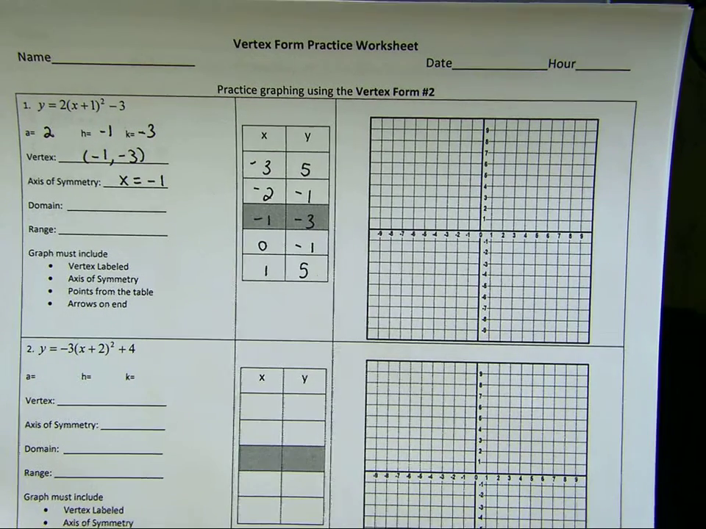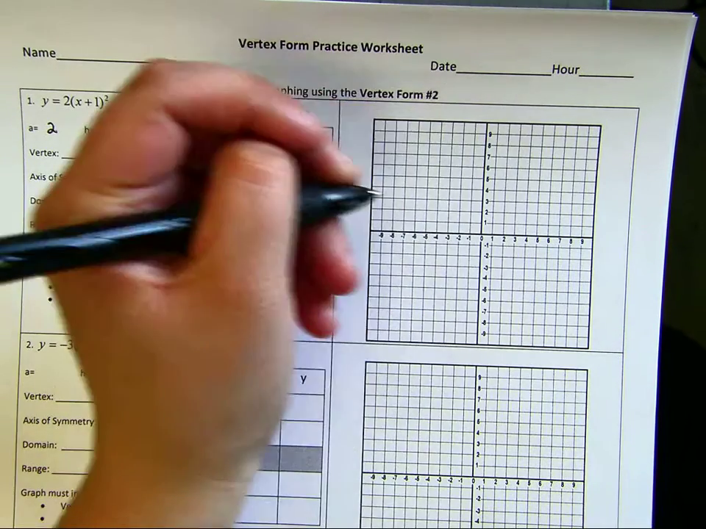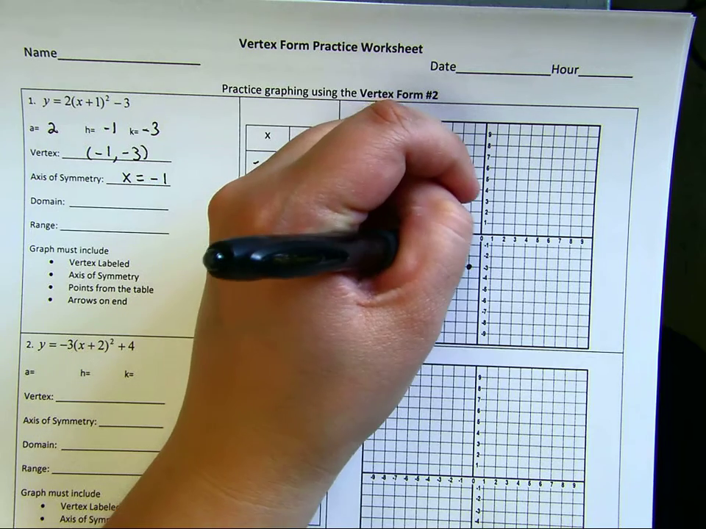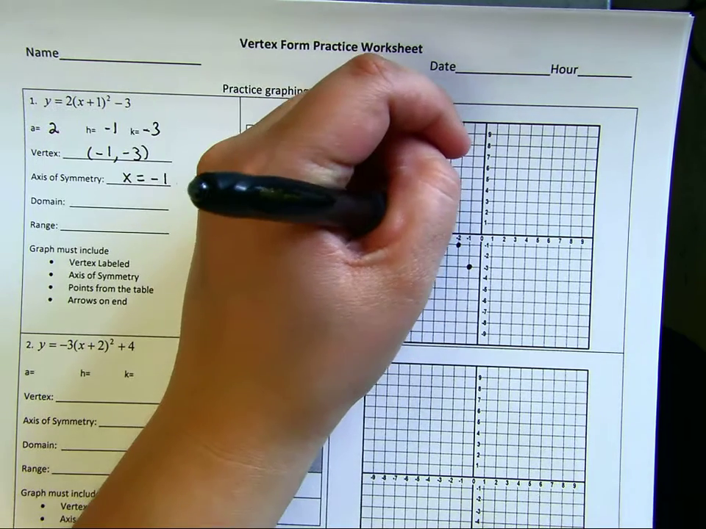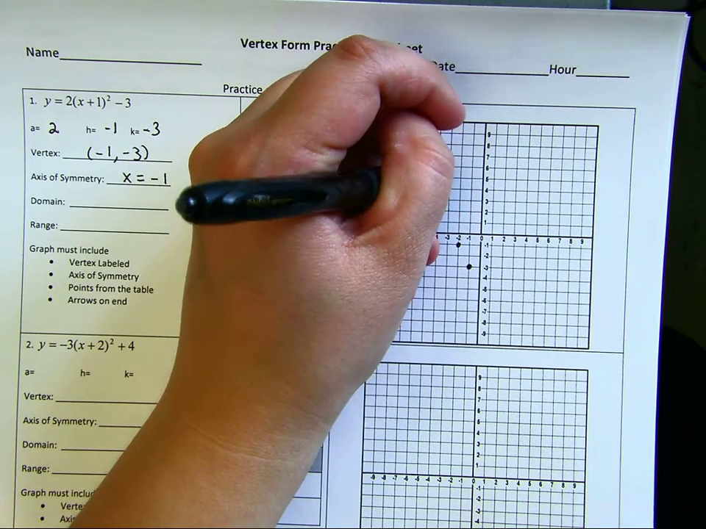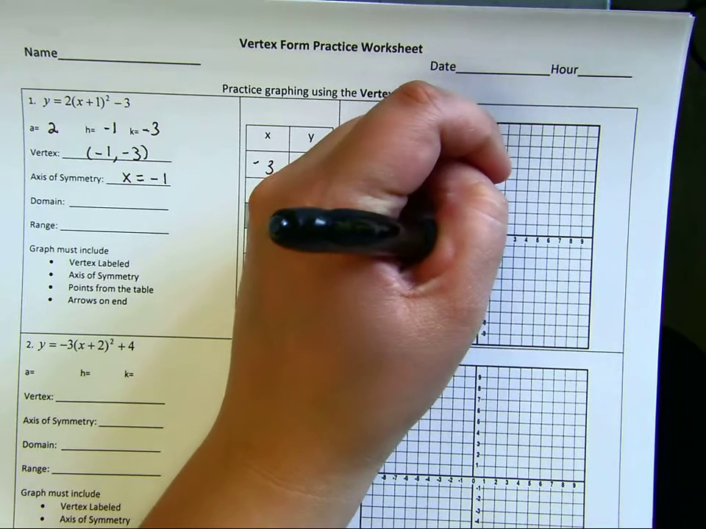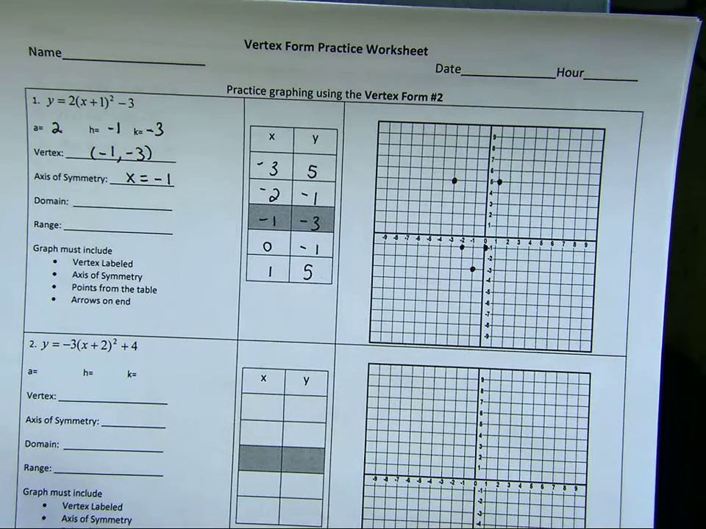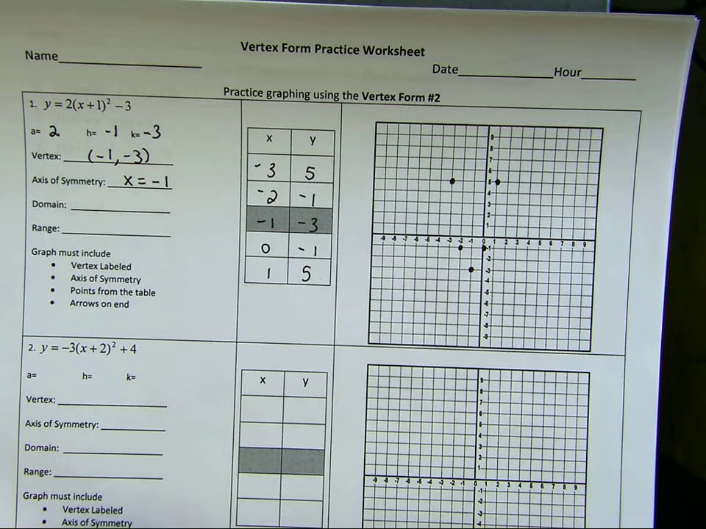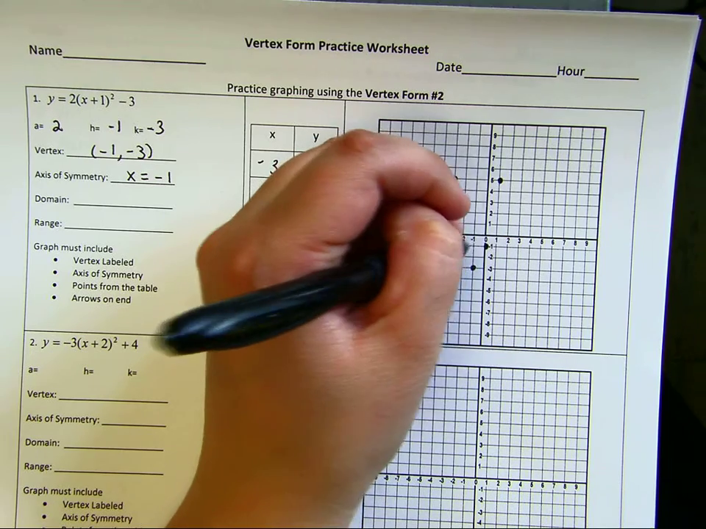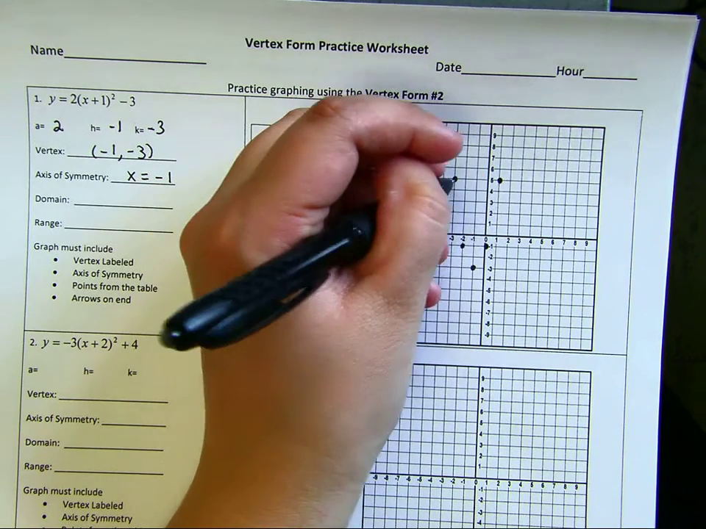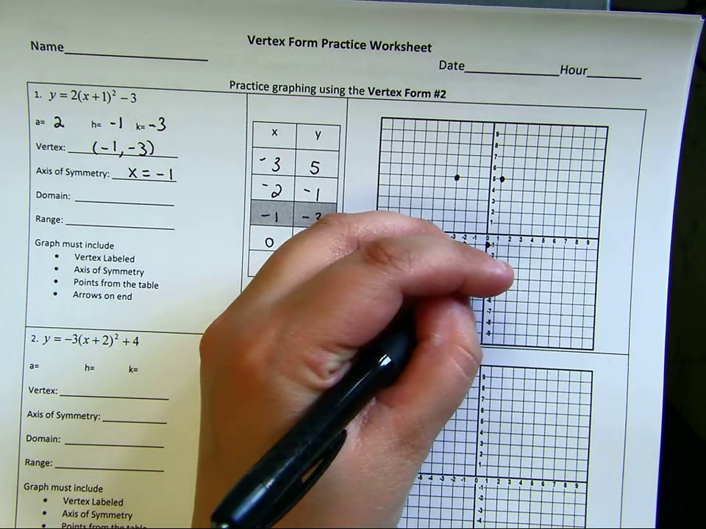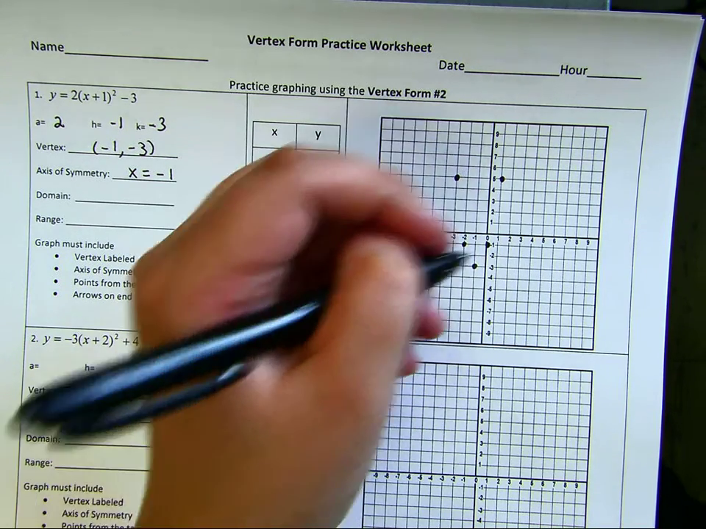That's because it's symmetrical. Now we plot, so -1, -3 is our vertex, -2, -1, -3, +5, 0, -1, and 1, 5. Notice because the parabola is symmetrical, you're going to have the point that's on the left and then its matching point on the right. The only point that doesn't match is your vertex because there is only one bouncing point.